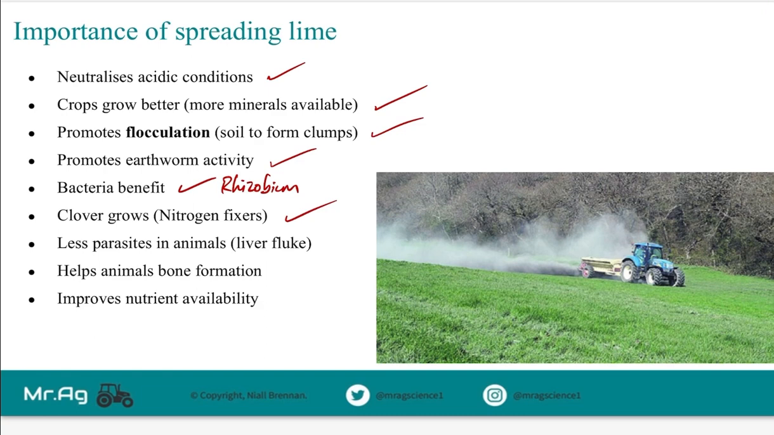Less parasites in animals, so less liver fluke, which is known as an endoparasite. Helps animals' bone formation naturally because of the calcium. Them bones need calcium. And improves your nutrient availability. So your nutrients are going to be more available the closer you get to your 6.5 pH.